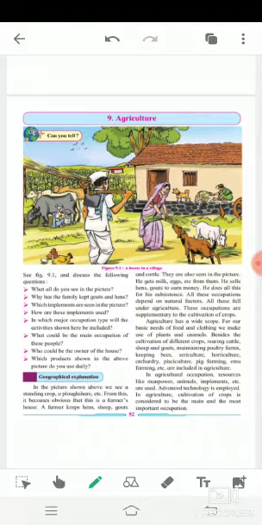Now go to the next paragraph. In agricultural occupations, resources like manpower, animals, implements, etc. are used. Advanced technology is employed in agriculture. Cultivation of crops is considered to be the main and the most important occupation. Means in this paragraph, animals, implements, etc. are used. Advanced technology is employed in agriculture. Now go to the next page.